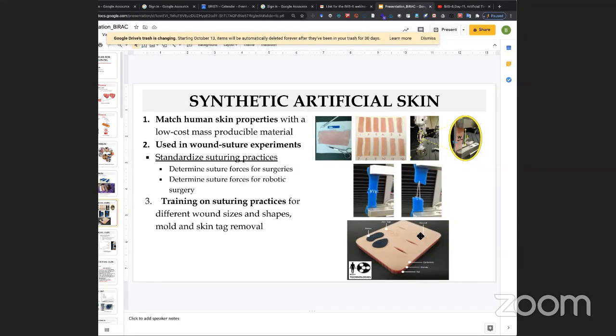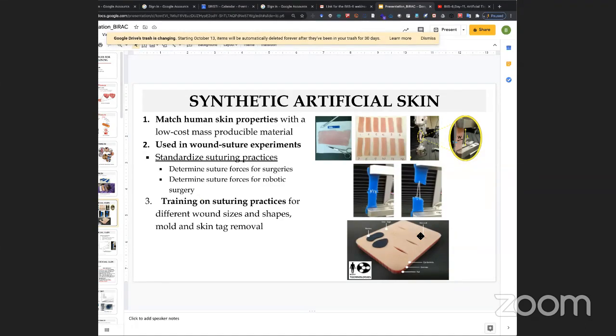First is, this can be used in wound suture experiments, which will be exactly similar to performing a wound suture experiment on a human body, which is not possible ethically, but you can do it on an artificial tissue.